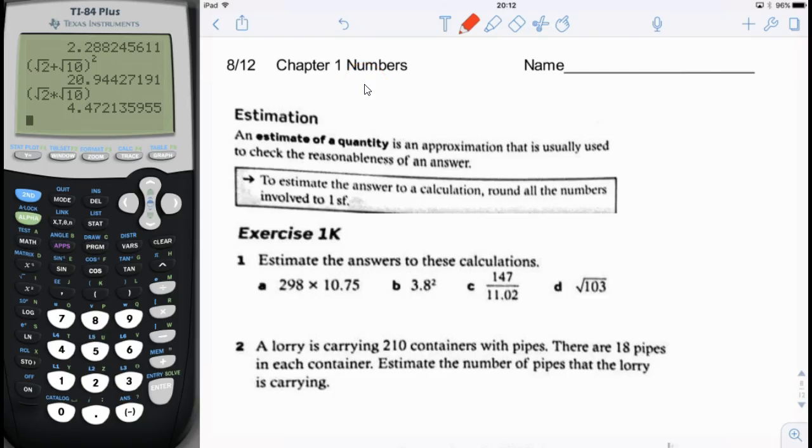Okay, number solutions, page 8. Estimation. An estimate of a quantity is an approximation that is usually used to check the reasonableness of an answer. To estimate the answer to a calculation, round all the numbers involved to one significant figure. Estimate the answers to these calculations.